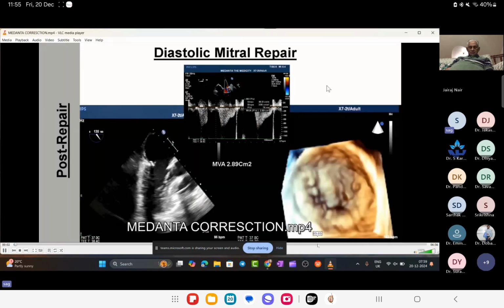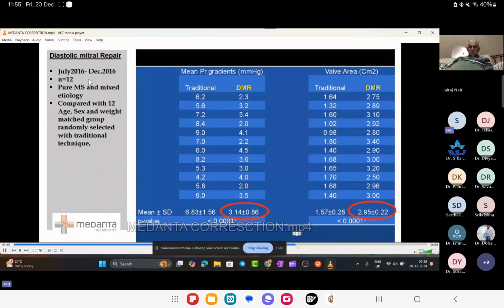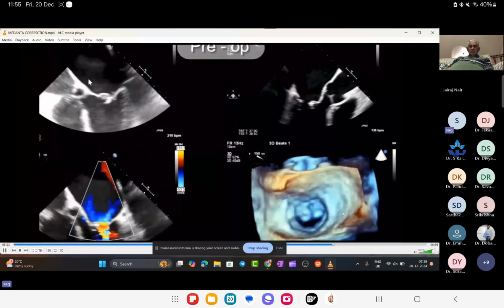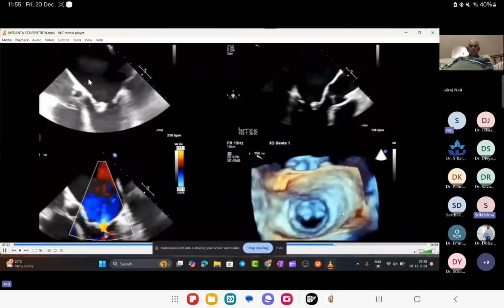So here is the Medanta correction, functional versus diastolic repair. The bottom line, mean gradient 3.14 versus the traditional 1.5, statistically significant. So here is the technique. We have deliberately chosen a very calcific valve to show you the technique.